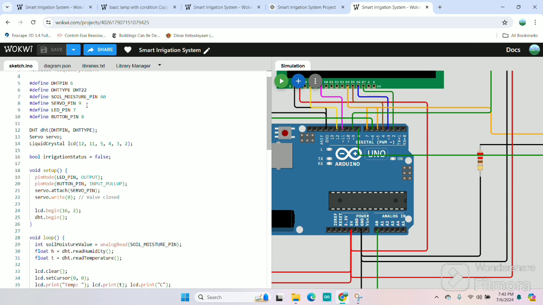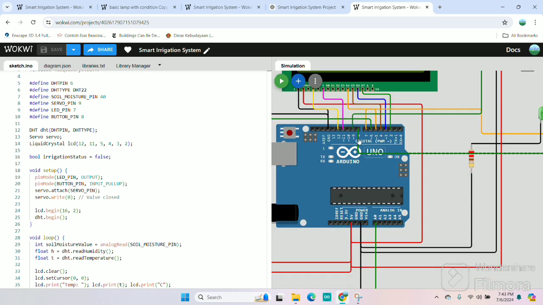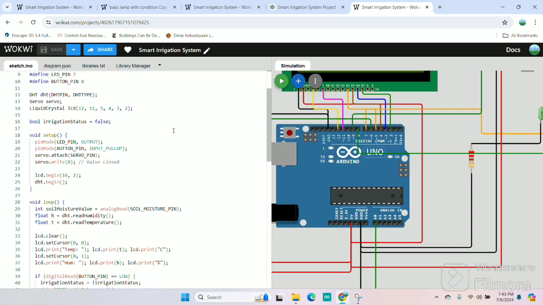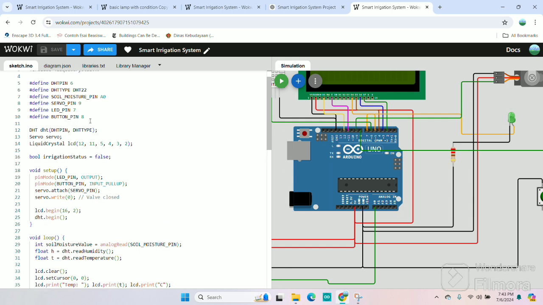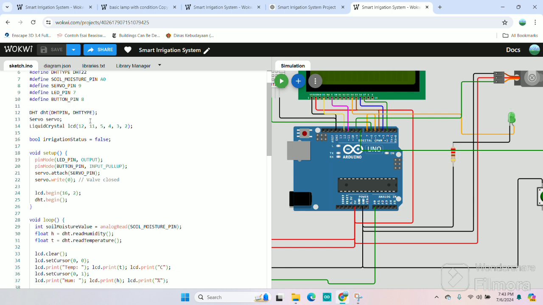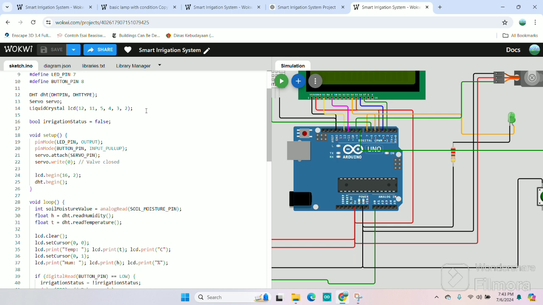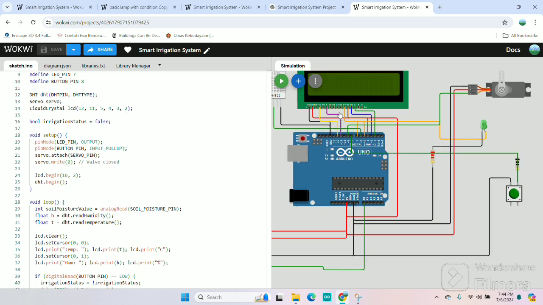For the servo pin I set it on pin number 9, and the LED pin I set it on number 7, and so on. And then for the liquid crystal, I set it on the numbers 12, 11, 5, 4, 3, and 2 on these digital pins.